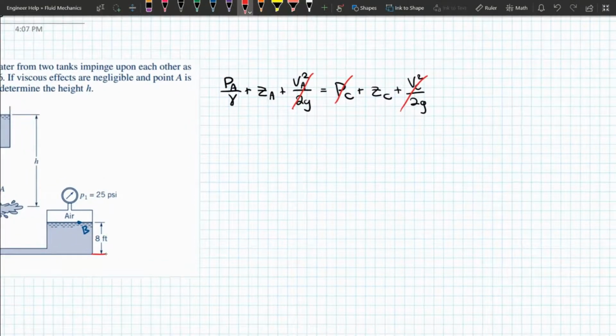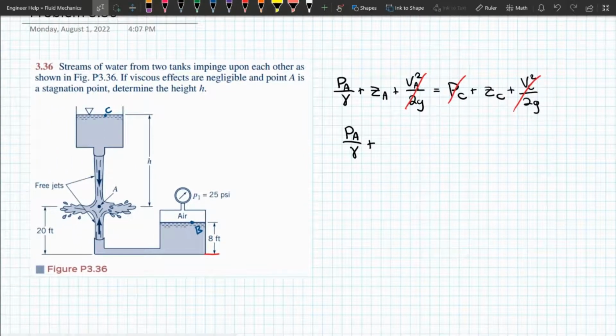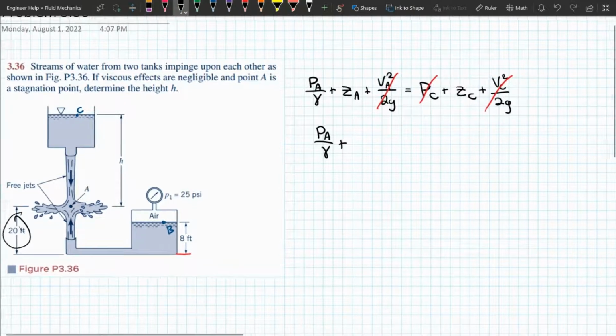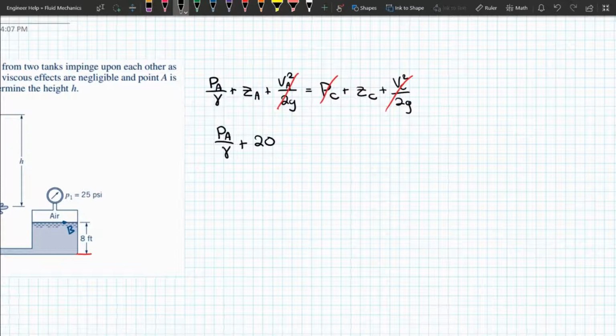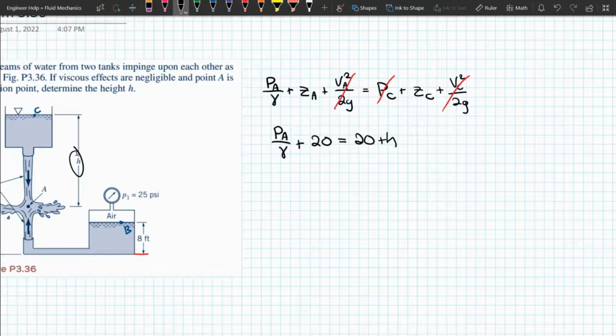Okay, so if we set this right here as our datum, we can rewrite this equation as the pressure at A over gamma, and then the elevation at A is going to be 20 feet, right? So plus 20, and then it's going to equal the elevation of C, which is 20 plus this h. It's 20 plus h. Okay, now the 20s cancel on both sides, and if we multiply the entire equation by gamma, we get the pressure at A is equal to gamma times h.